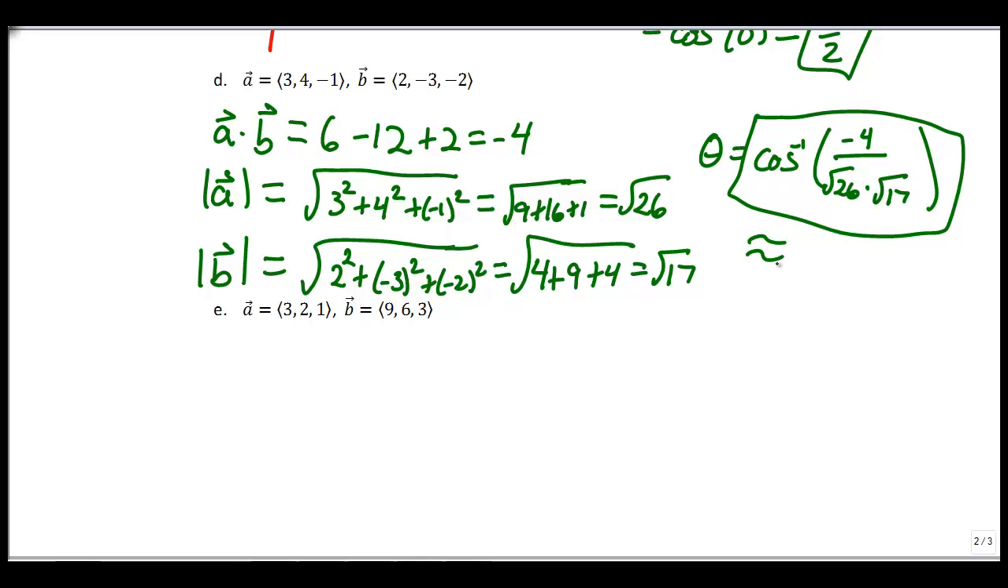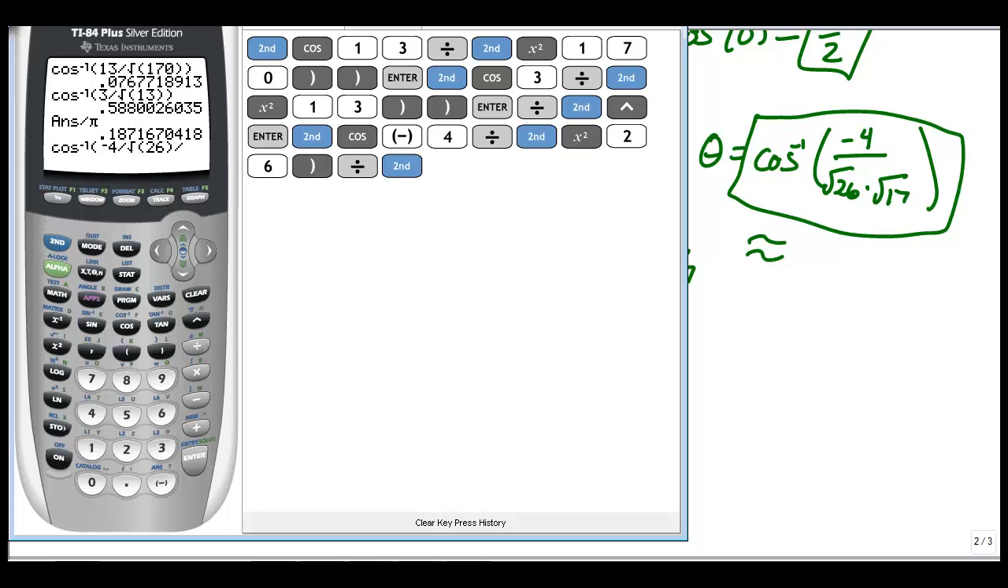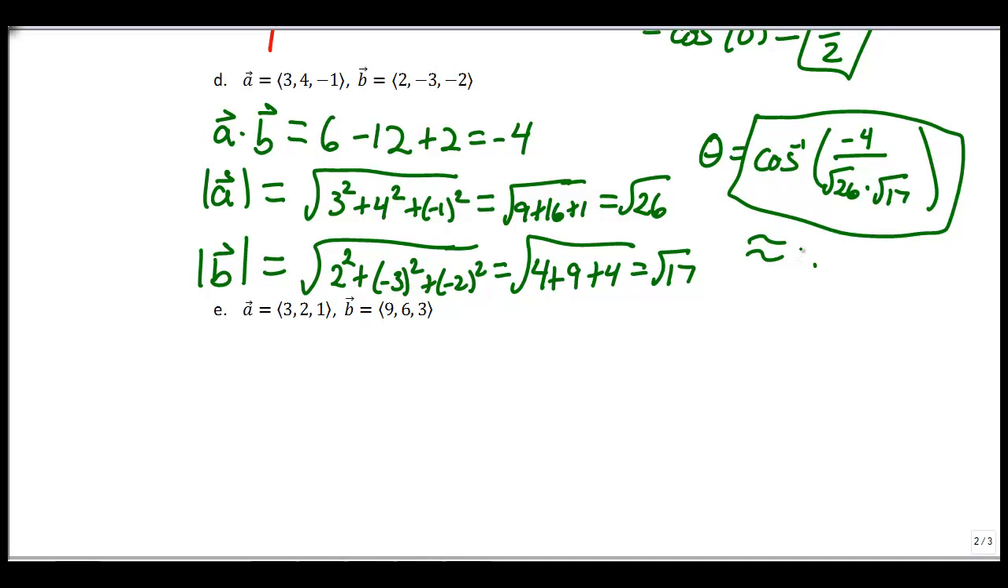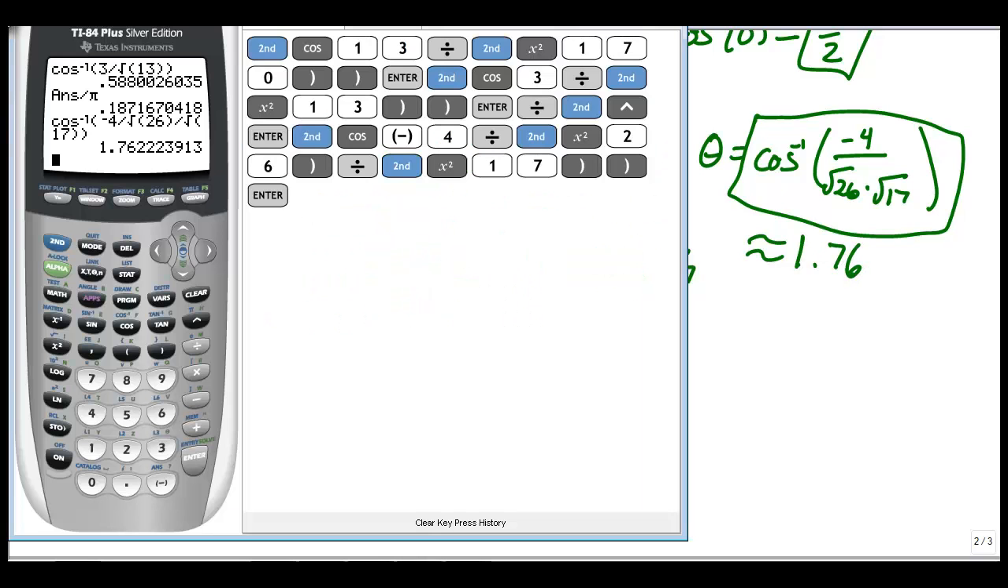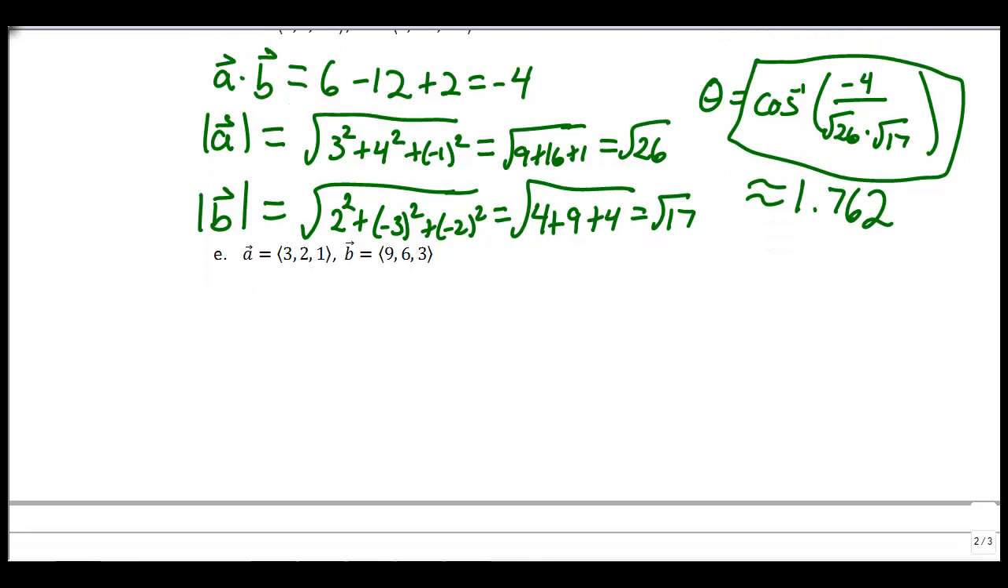If I wanted an approximation in radians, here, I could do a second cosine inverse of -4 divided by the square root of 26. And then I have to divide by the square root of 17 because I did not put parentheses on that bottom here. And I get this to be something like, 1.762 perhaps. There's an approximation. And that's in radians. Might be a little bit easier to think about in degrees. Okay.